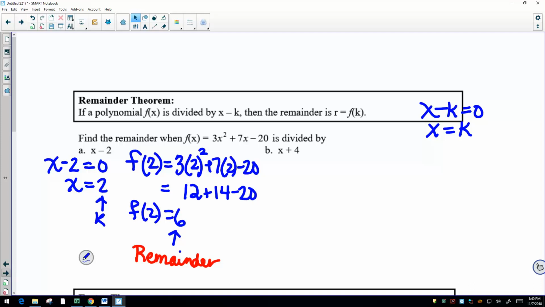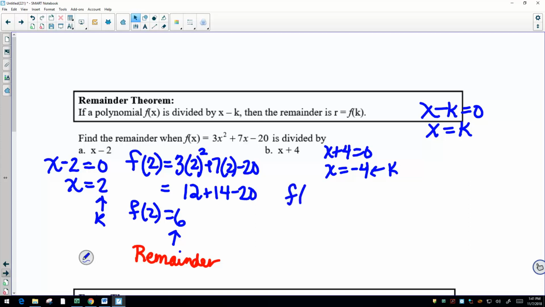Okay, let's try the next one. So we have x plus 4. Same idea. We're going to start by taking our factor, that x plus 4, and set this equal to 0 and solve. So if we solve, we're going to find x is equal to negative 4. That's giving us our k value that we would plug in.